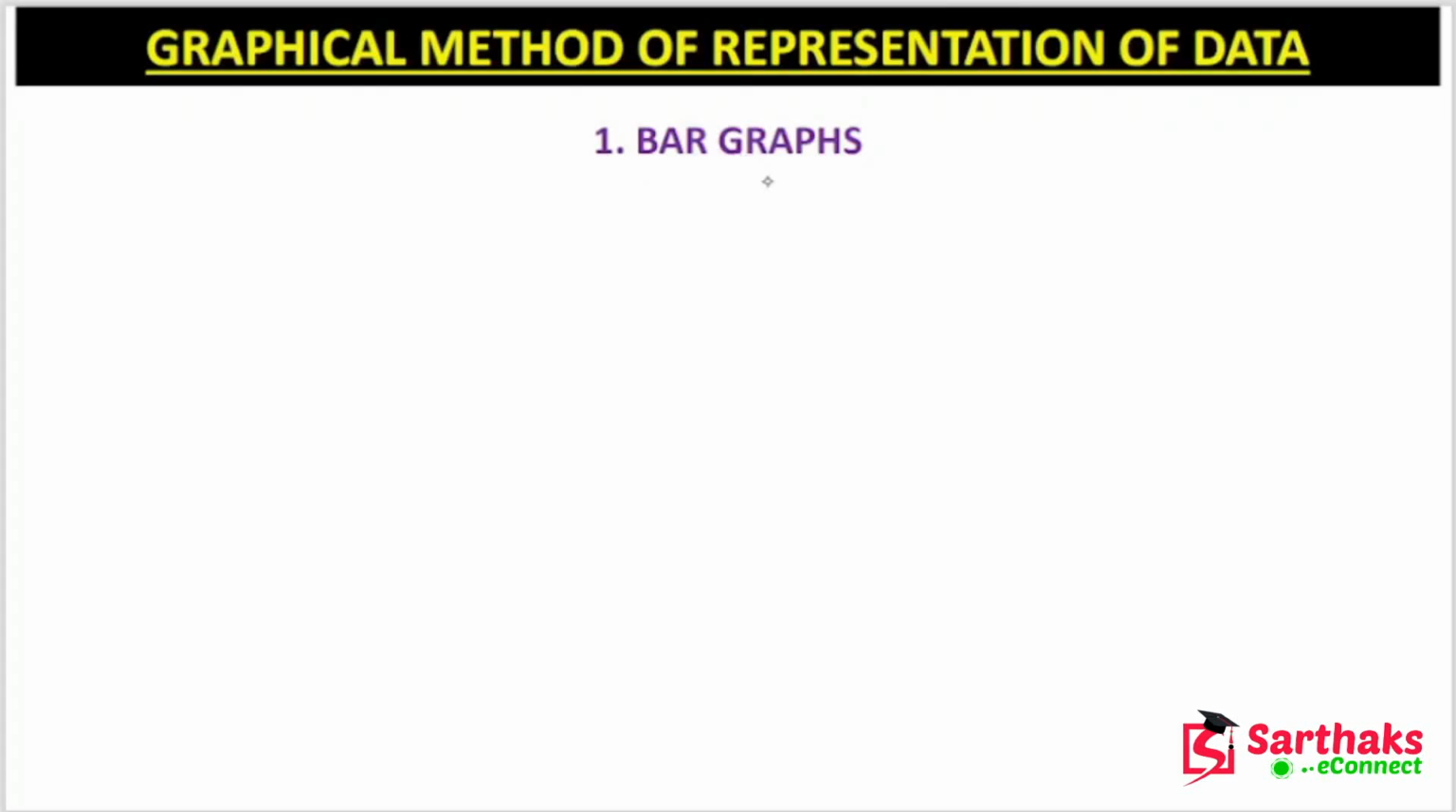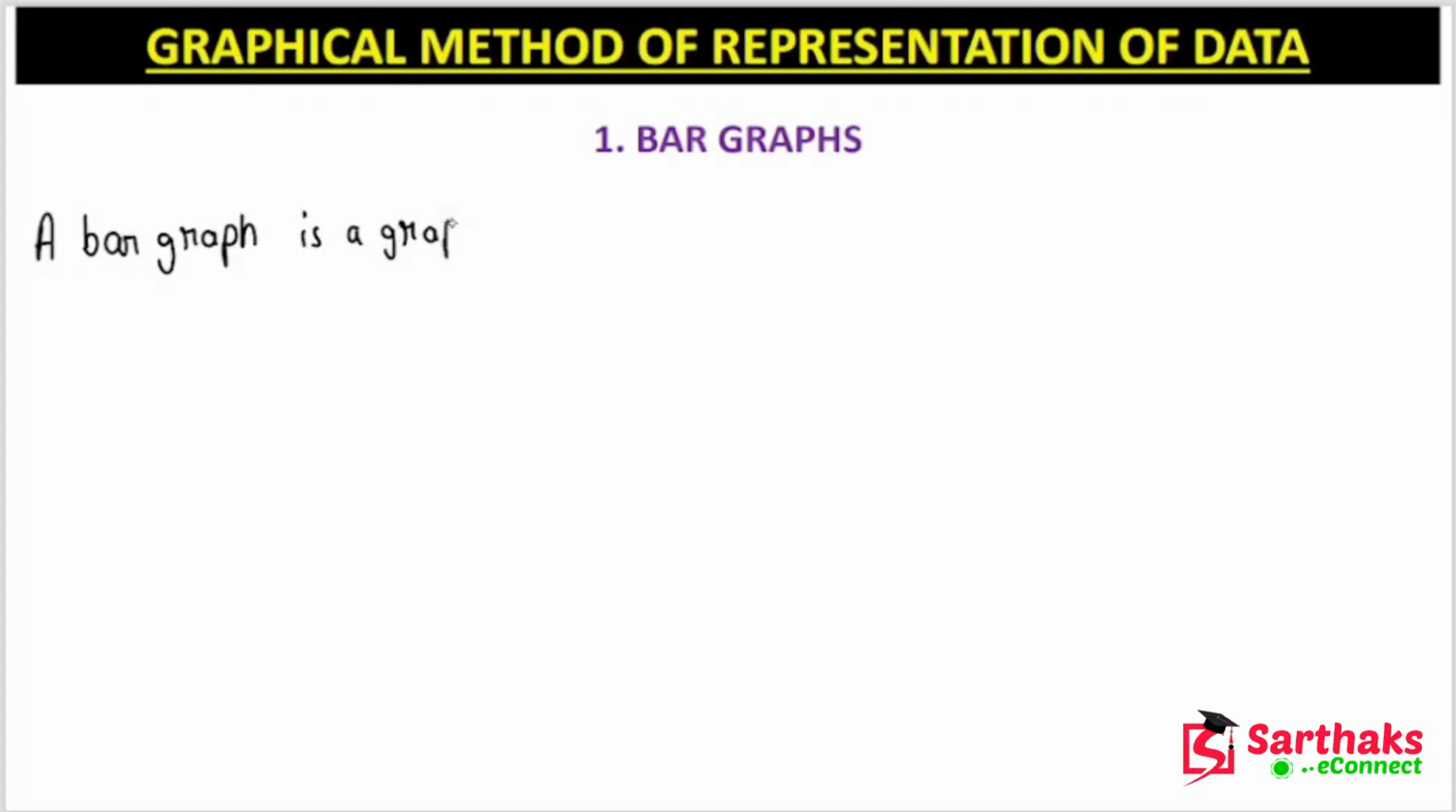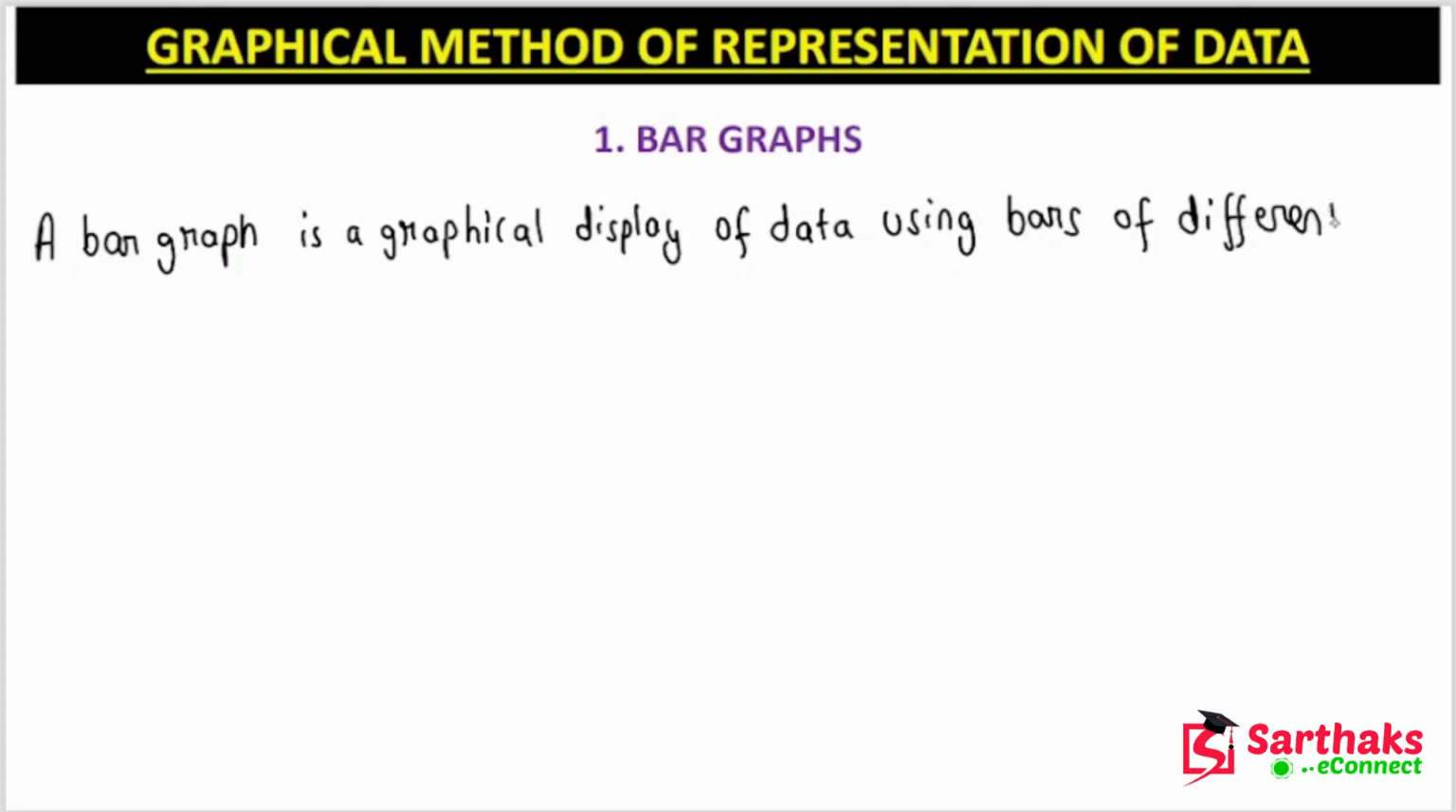So the first one we are going to discuss is the bar graph, right? So what is a bar graph? If we talk about the definition, a bar graph is a graphical display of data using bars of different heights, right? So we use bars of different heights to represent data. Now these heights represent the frequency and a particular bar represents a particular type of data point, right?